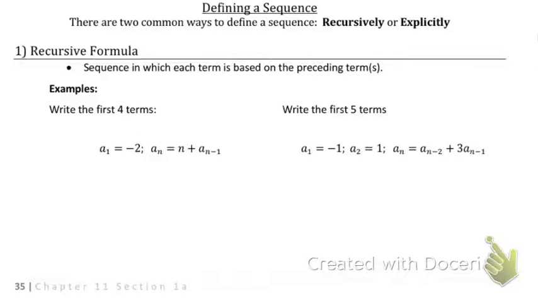You've been using explicit your entire life. Y equals x squared is an explicit formula. I plug in a number, I get something out. We're going to start with something you might not have seen as much, and that is recursive. A recursive formula is a sequence that is based upon the previous term.